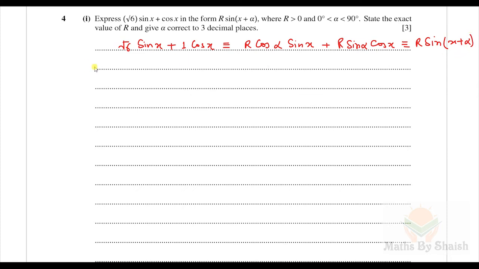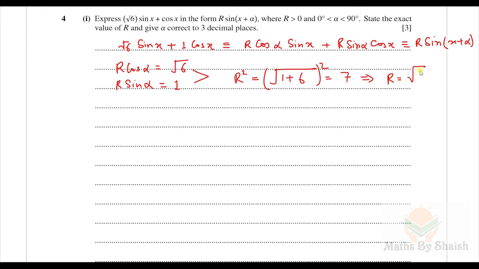Now we compare and we get r cos alpha is equal to root 6 and r sin alpha is equal to 1. If we square them and add them, because sin square alpha plus cos square alpha is 1 for all alpha, r square is equal to 7, and it means r is equal to root 7. We could have directly written it as root of 1 plus 6, that's fine. r is equal to root 7.